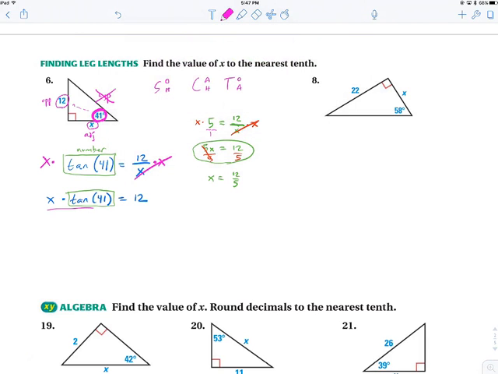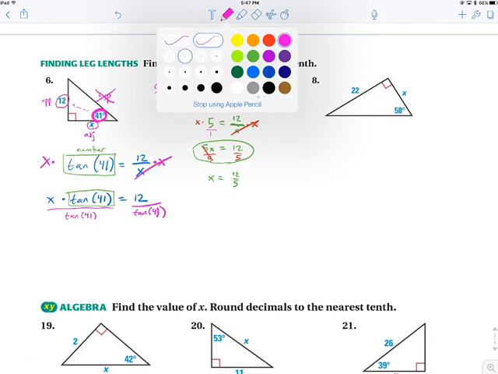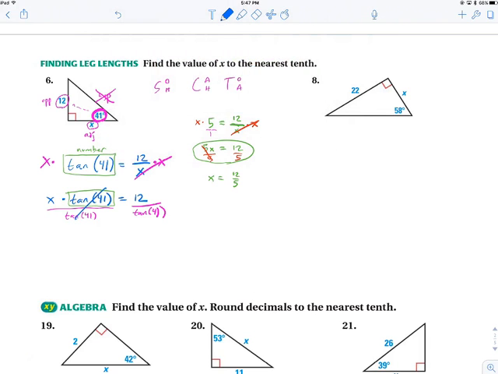So I'm going to divide by tan 41. It's just a single number. I could plug it into my calculator anytime, I just prefer to do it at the end of the problem. So these cancel and we get x equals 12 divided by the tangent of 41 degrees.